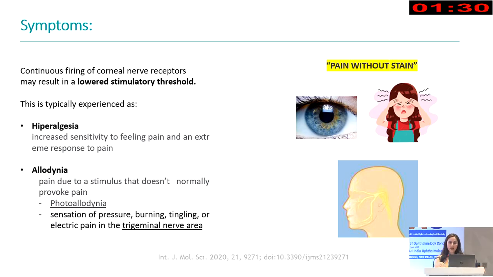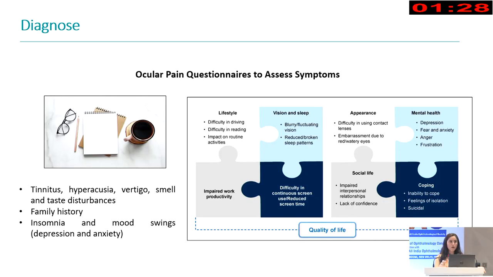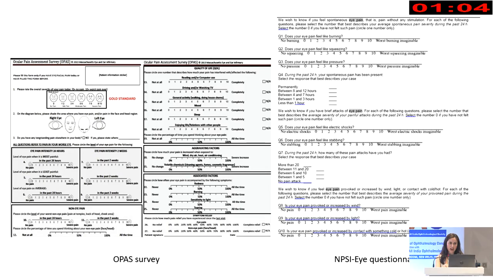the trigeminal nerve area. It will be important to talk with them and even use ocular pain questionnaires to check the status, because they will have a low quality of life, and sometimes they will tell you that they also have problems of insomnia, mood swings, tinnitus, vertigo, things that do not correlate to the typical symptoms that our other patients have. Here you have some examples of pain questionnaires that you can adapt.